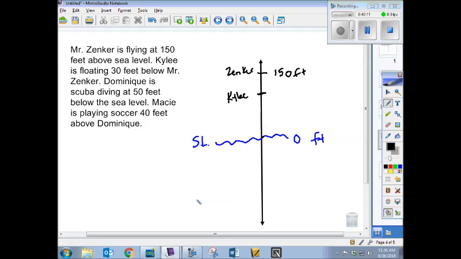Imagine you were standing and you were able to look at this situation. You would see Mr. Zenker up there in an airplane. You'd see Kylie floating somewhere. You would see Dominique down there scuba diving, and you'd see the soccer player playing in the water. You'd be able to see everything, the sky and the water. You have to think about it in those terms. Where would Kylie be as far as the number line goes? Yes? She says 120 feet.